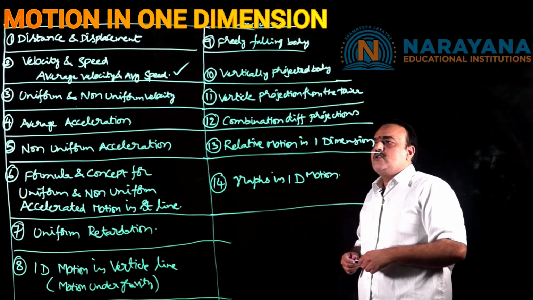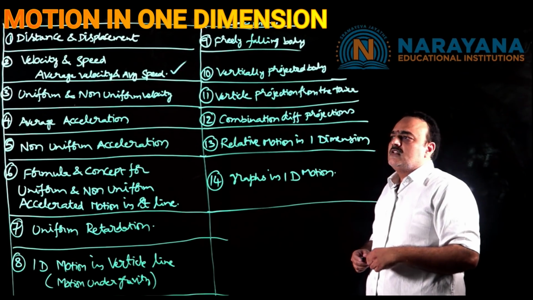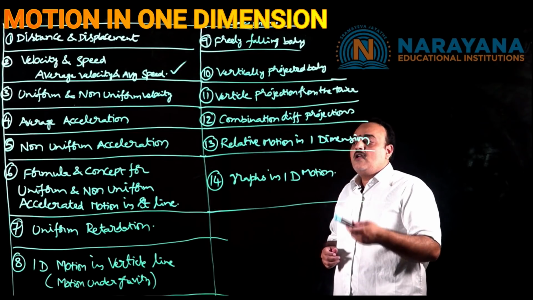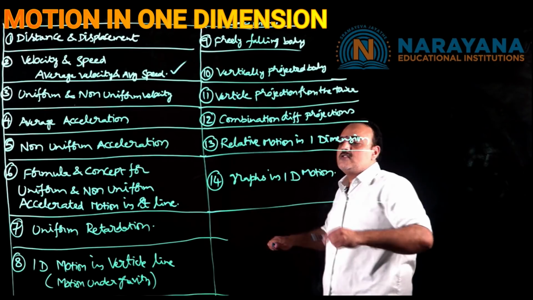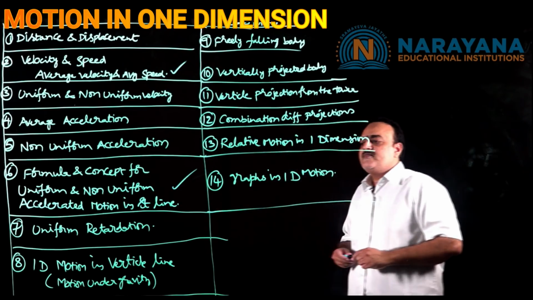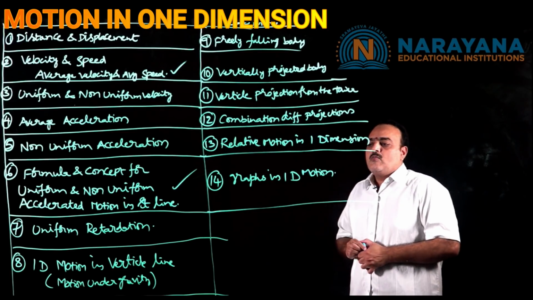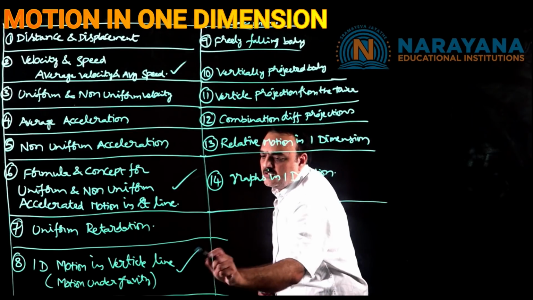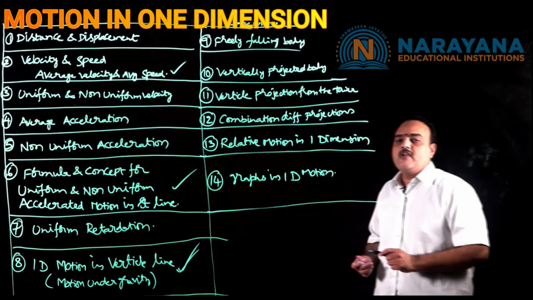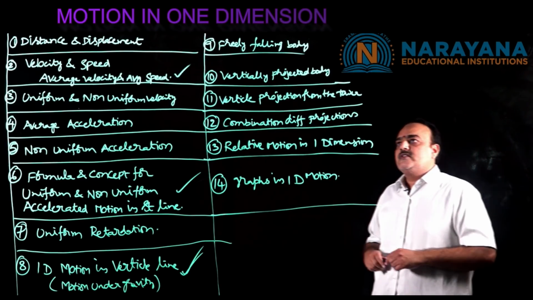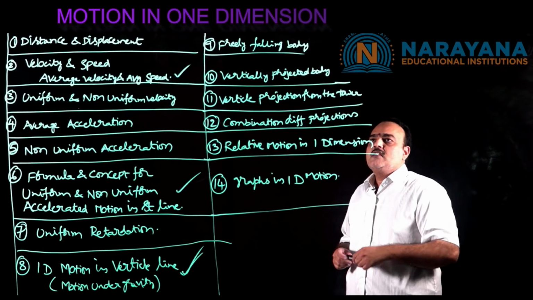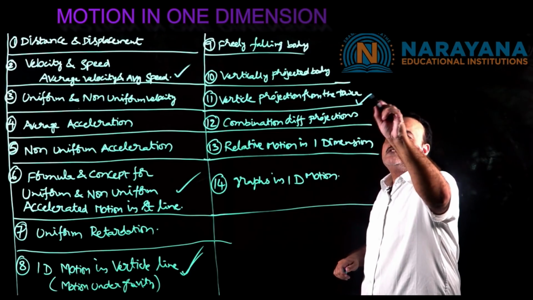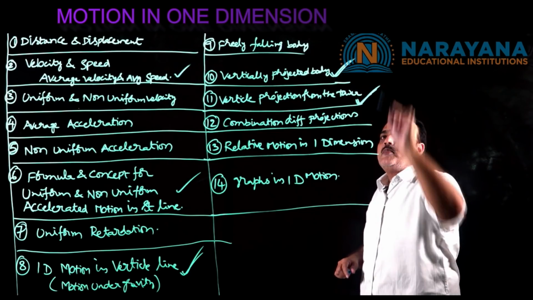And the next one is uniform and non-uniform velocities. Then average acceleration, non-uniform acceleration, and uniform and non-uniform accelerated motion in a straight line. This is also a typical and most important one. Next, followed by uniform retardation, and one dimensional motion in a vertical line, which is also called motion under gravity. This is the most important concept, where you need to have typical questions, and then followed by freely falling body, vertically projected body, and vertically projected body from the top of a tower. This is also a typical subtopic for the students.